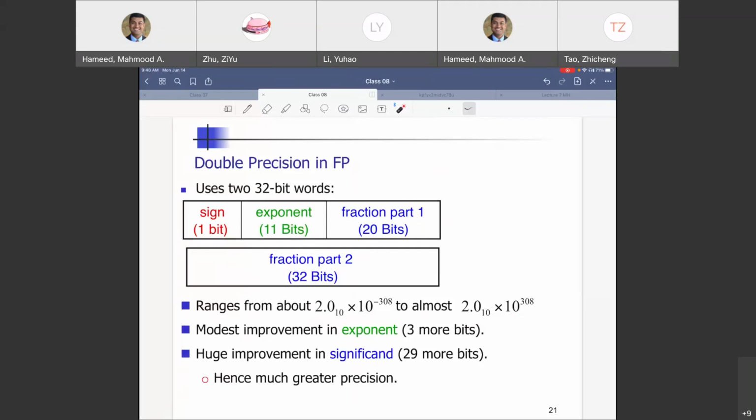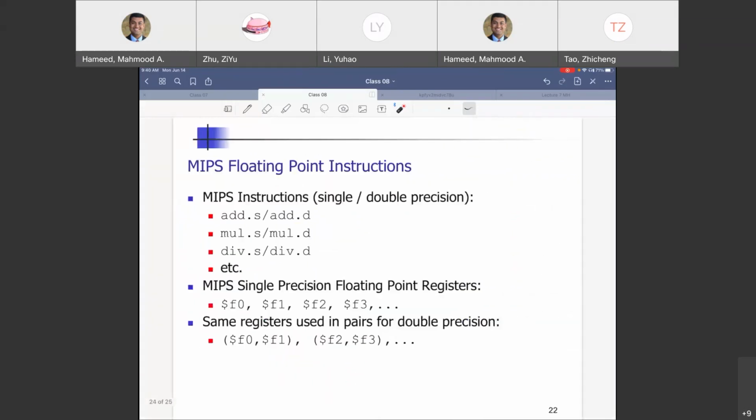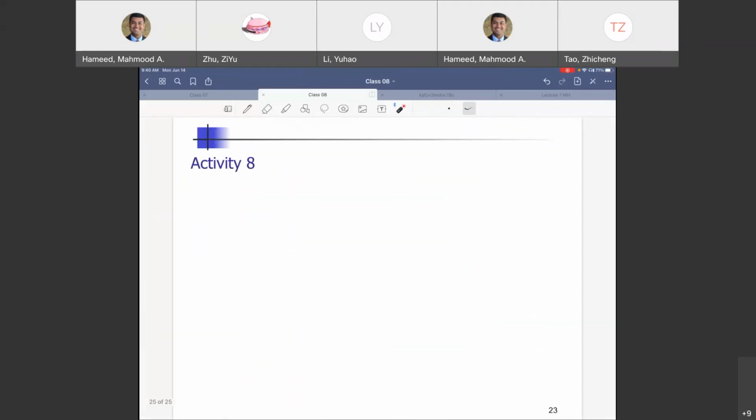So with the fraction field, you have got a pretty huge improvement, right? So significand has got 29 more bits, which means our precision has got a very, very big improvement. But our range is pretty decent as well. Again, you will have the same thing, zeros. It's going to be in the excess 1023 format, right? So you guys have seen all of these things. We talked about this. All right, excellent.